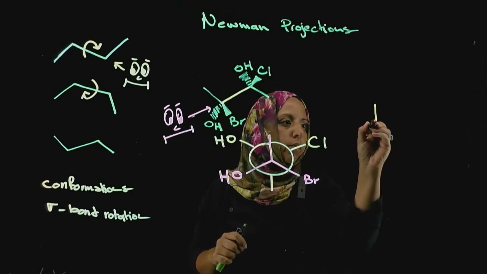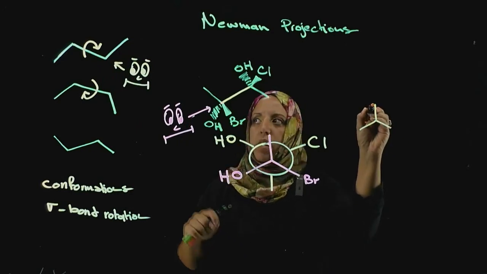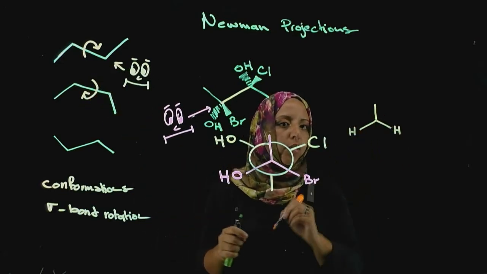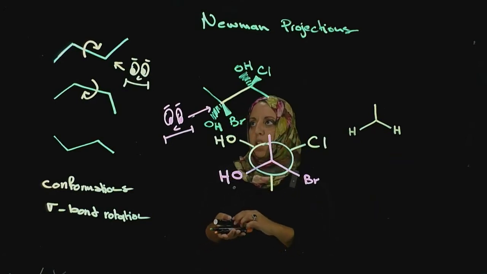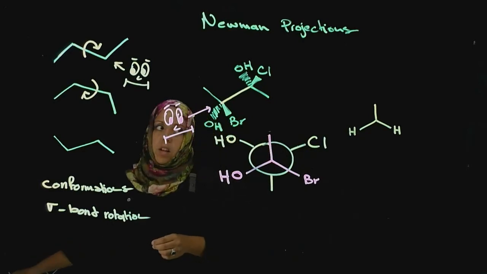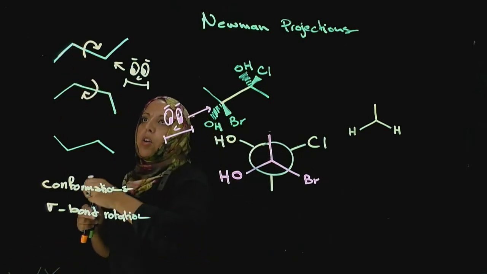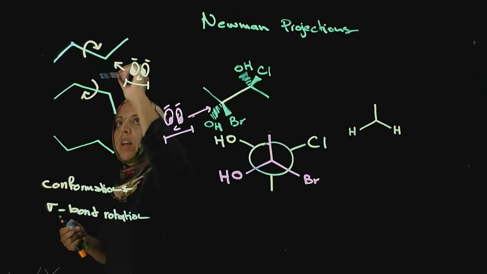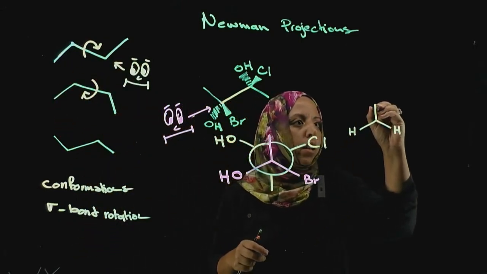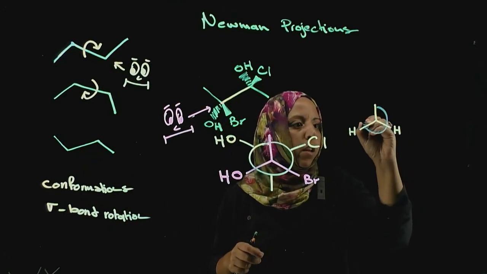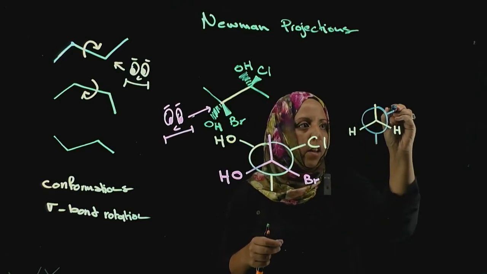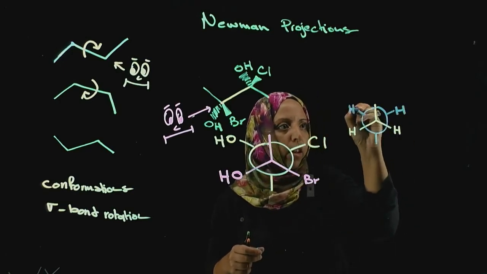So, pointing upwards, it's a methyl. It's attached to two hydrogens, so I have to put in my hydrogens, right? My dashes and wedges are the hydrogens. And then my back carbon, this is my back carbon, right? On my back carbon, we have a methyl, and the methyl is pointing downwards. This circle is really my back carbon, and the methyl is pointing downwards, and I still have 2 hydrogens, right?